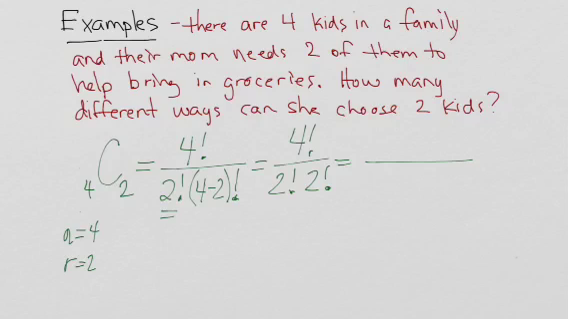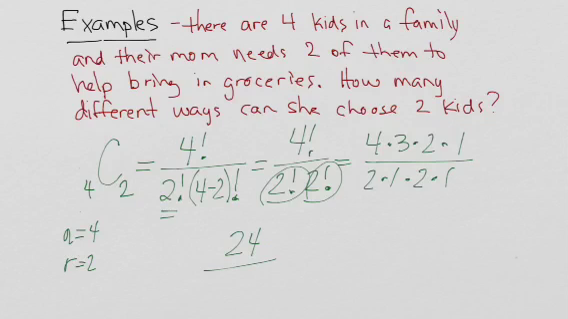So now I'll expand. In the numerator, 4 factorial means take 4 and go all the way down to 1. In the denominator, I have this 2 factorial, which means start with 2 and go down to 1. And then another 2 factorial, which means start with 2 again and go down to 1. Now let's multiply across the numerator. 4 times 3 times 2 times 1 is going to end up giving me 24. And then the denominator, 2 times 1 times 2 times 1 makes 4. And that reduces to 6.